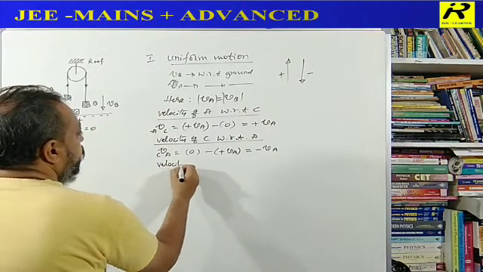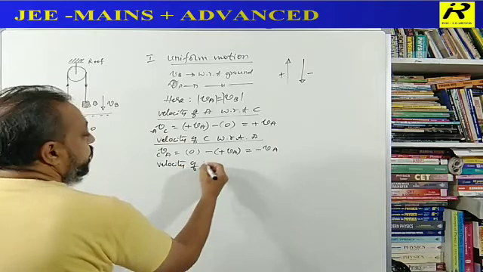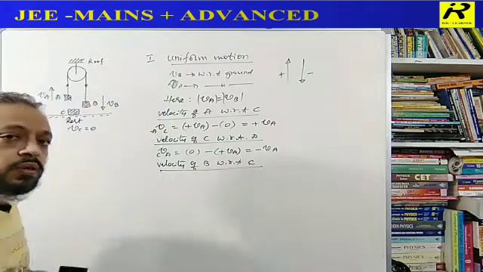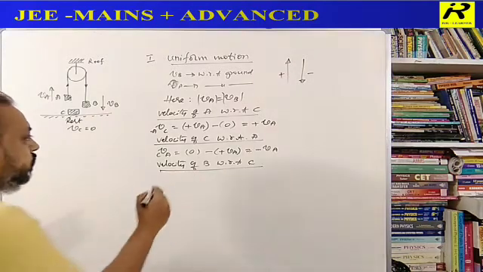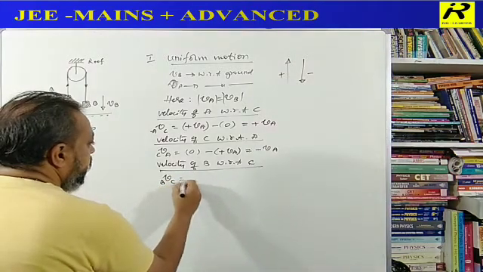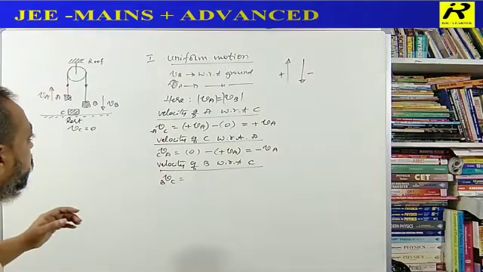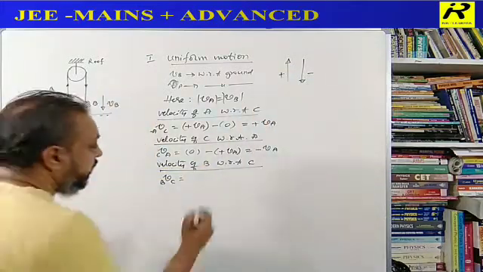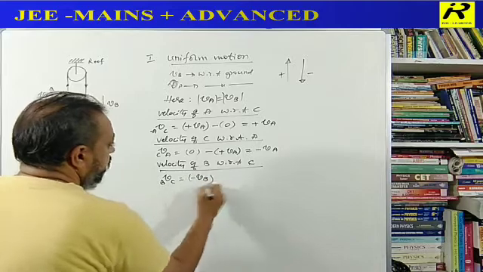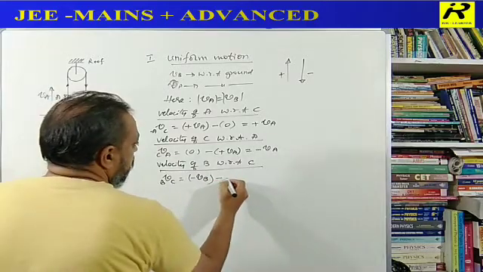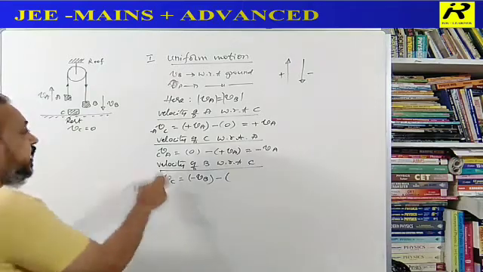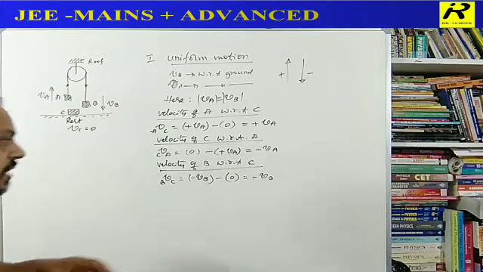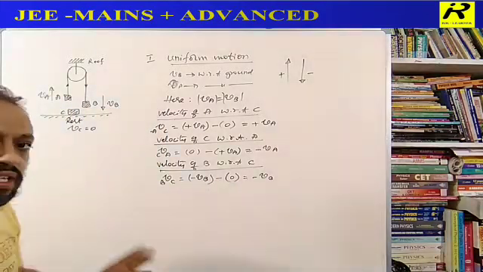The velocity of B with respect to C. How could I write it? The velocity of B with respect to C: B is coming down and all vectors downward are taken negative. So minus Vb is the velocity of B with respect to ground, minus the velocity of C, which is 0. So definitely it is minus Vb. This is the velocity of B with respect to C.